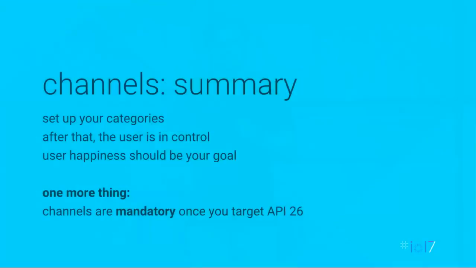OK, wrapping up on channels. You set up your categories. After that, the user's in control of how they behave. The user's happiness should be your goal. You work to make the user happy. The user will get the notifications that they want, that you want them to see. Everybody gets their dopamine and serotonin and norepinephrine, and I think that's, no, anyway.